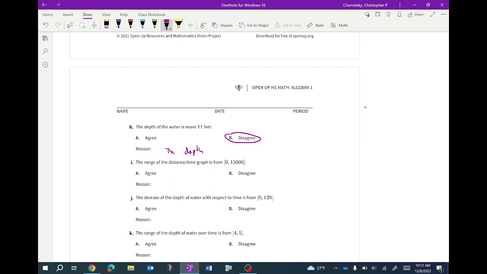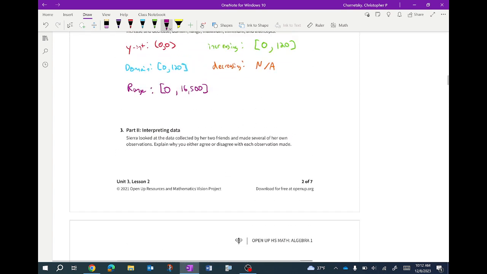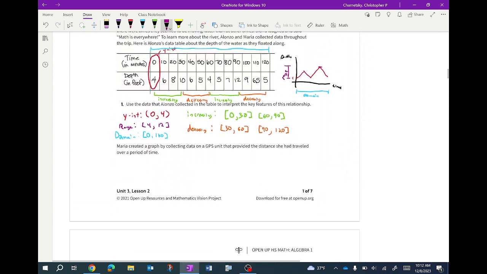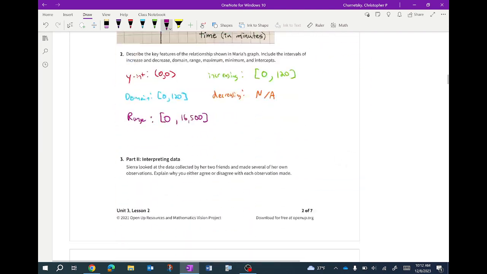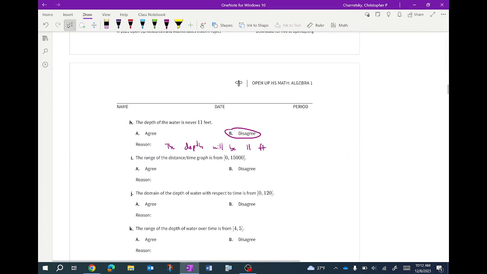So the depth will be 11 feet somewhere between, if we look at our table here, somewhere between 80 and 90 minutes and 90 and 100 minutes. They will have to cross that depth.